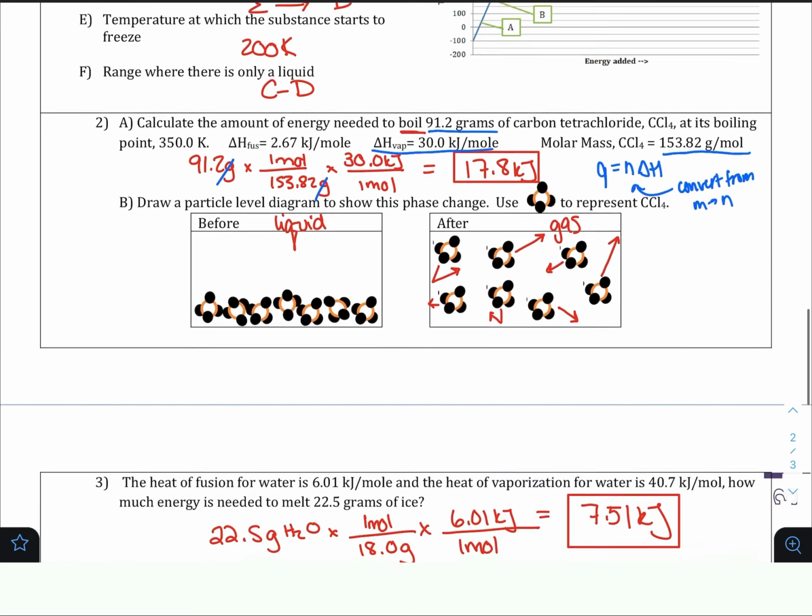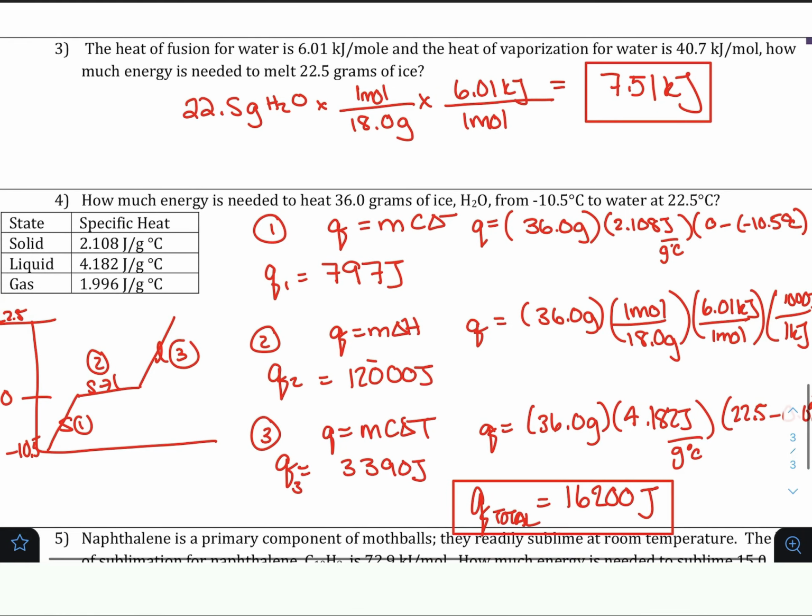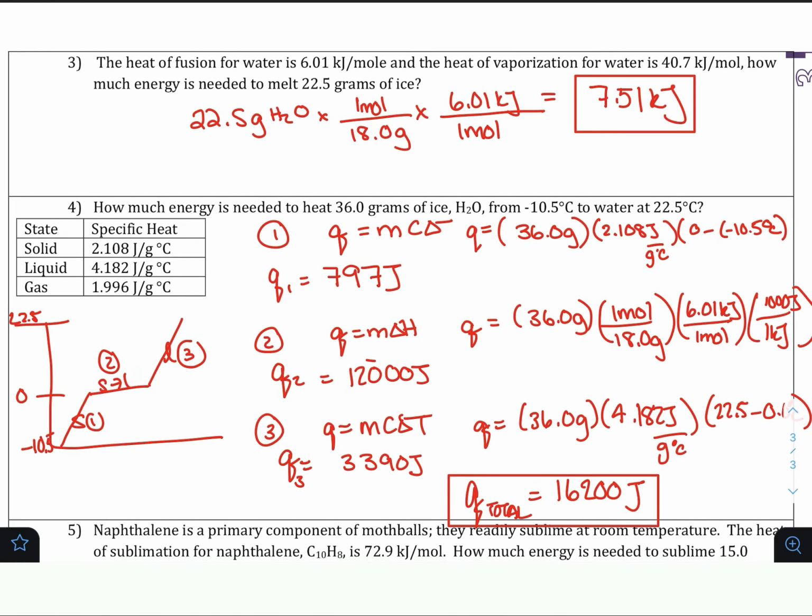Number 3. The heat of fusion for water is 6.01 kilojoules per mole, and the heat of vaporization for water is that. How much energy is needed to melt? So again, starting with grams of ice, Q equals n delta H. But both of my delta H values are in moles, so we need to convert from grams to moles. That's this first part. We are going from grams to moles using our molar mass. Then we're going to multiply by one of those delta H values.